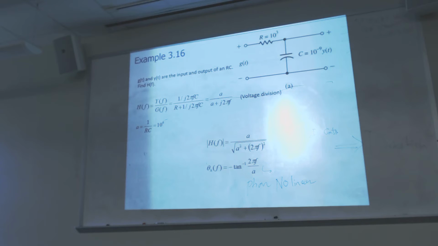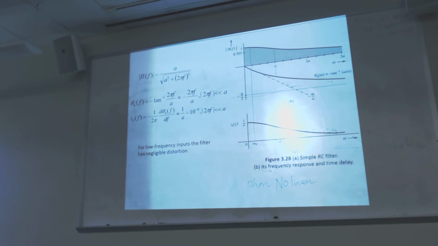So in this system, let's plot these responses. This is the magnitude of H of f that we talked about, and you see it's not constant. What it means is that different frequencies will experience different gains. If I have a signal, for each frequency, different gains. And this is the phase. Again, you see it's not linear. This is a linear phase, but this is not a linear phase. Minus tangent inverse. So again, the system has distortion.